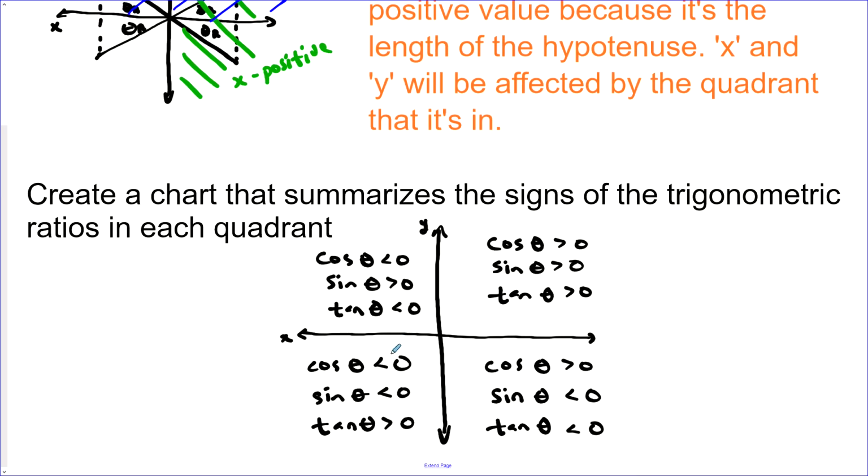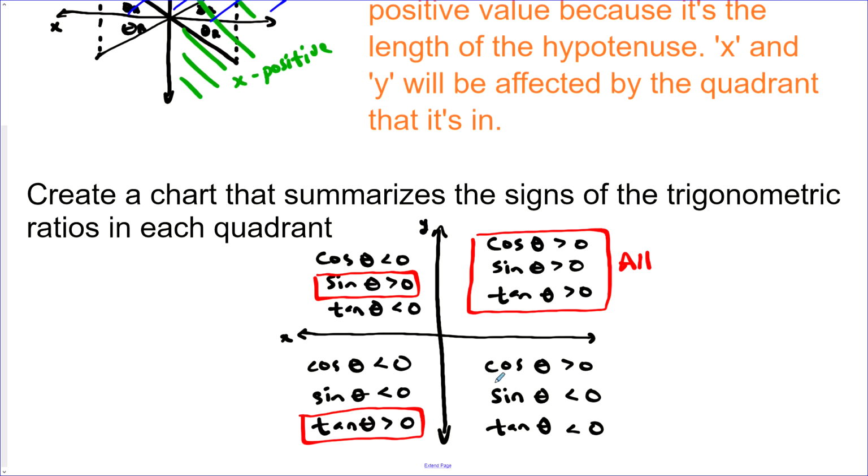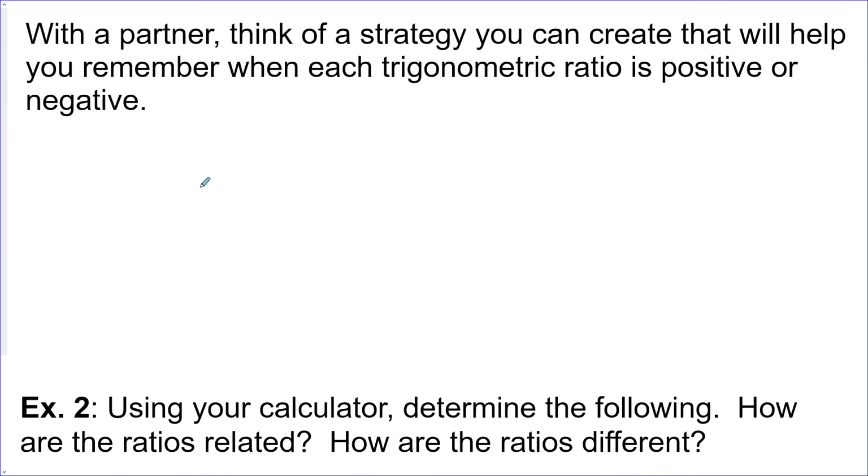So this is a lot to remember, and it might be easier just to remember which ones are positive in each quadrant, and then we'll know that the other ones are negative. So in the first quadrant here, they are all positive. In the next quadrant, it's only sine that's positive. In the next quadrant, it's only tan that's positive. And in the last one, only cos that's positive.